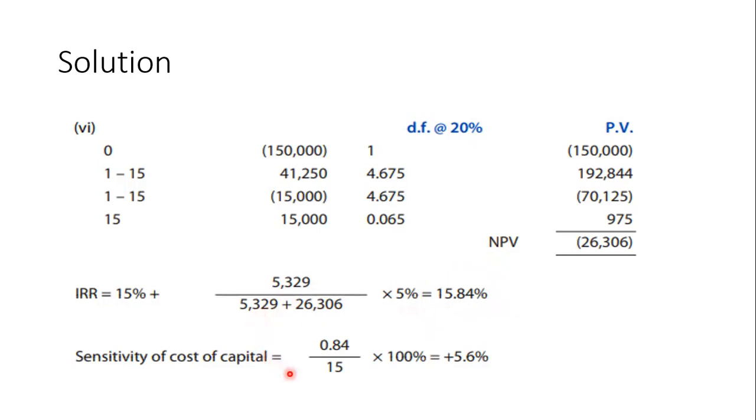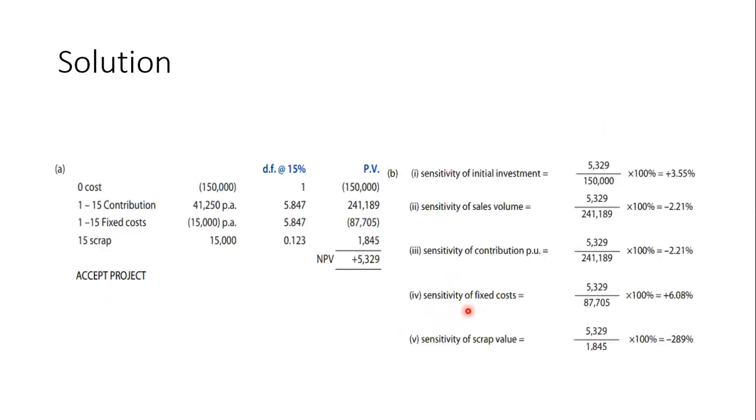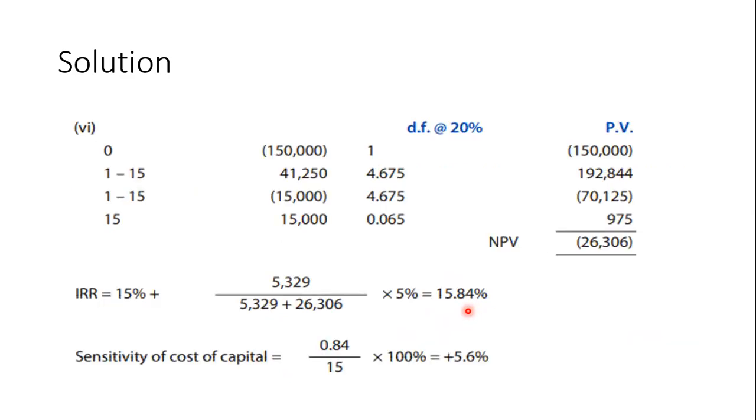The sensitivity of cost of capital becomes your IRR less the cost of capital, which is 0.84 divided by 15, giving 0.056. Express that as a percentage, multiplying by 100.